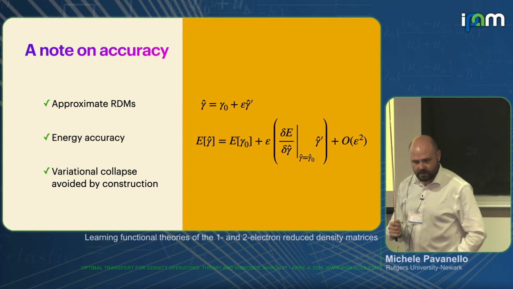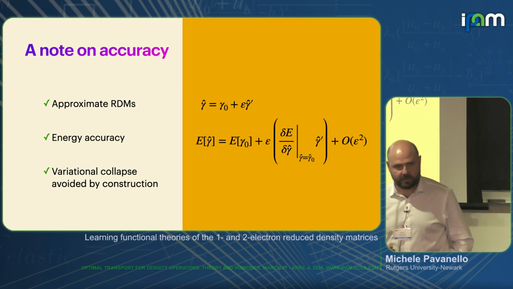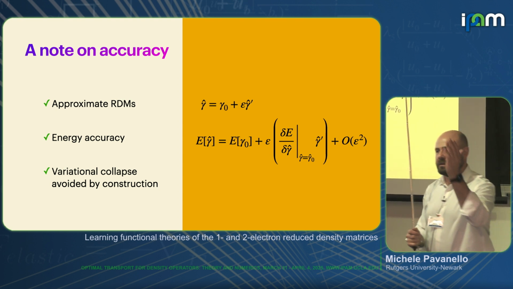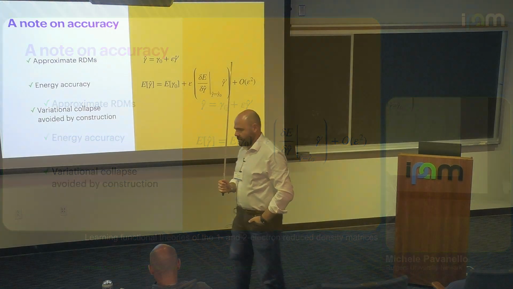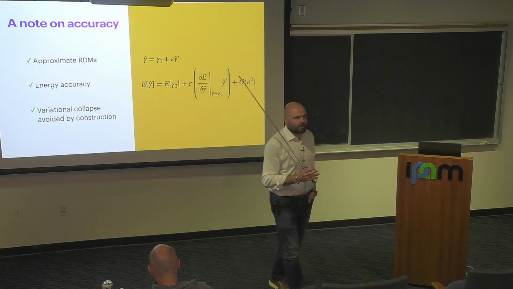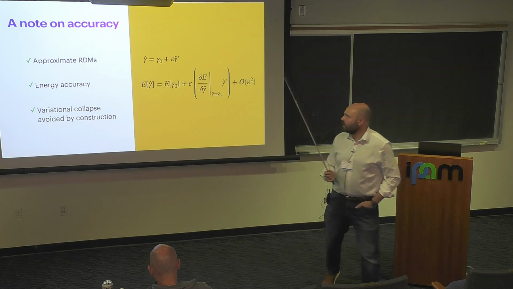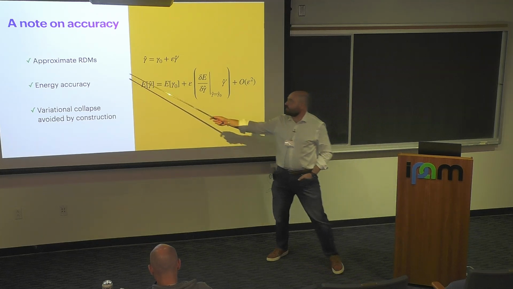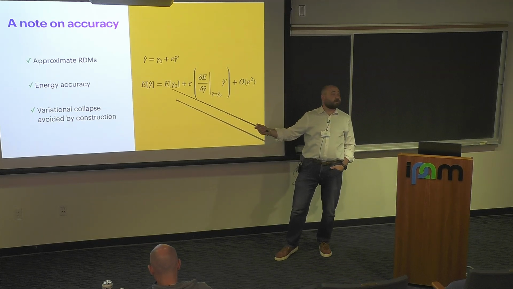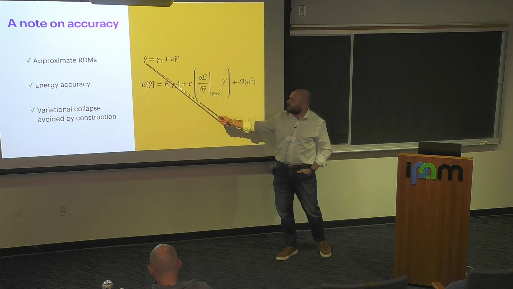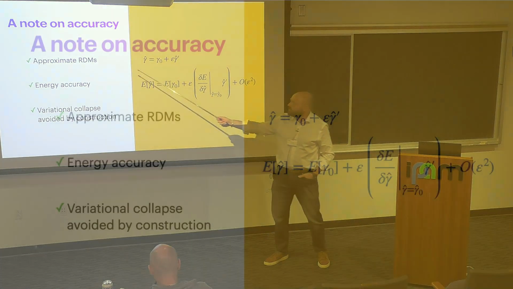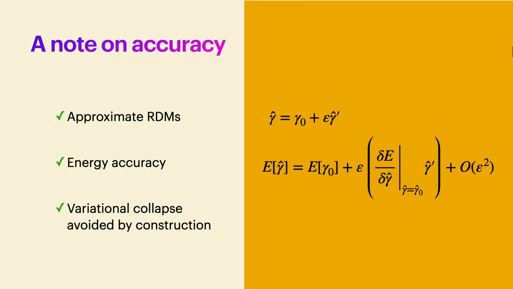Okay. So imagine you do this. You have a regression that, given a V, gives you a gamma. You wonder, okay, what should I expect? Well, these RDMs are approximate because they're not exact, right? They come from a regression. And so one can write that any predicted 1 RDM will look like this, where gamma 0 is the true RDM and epsilon gamma prime is the deviation from the true RDM.